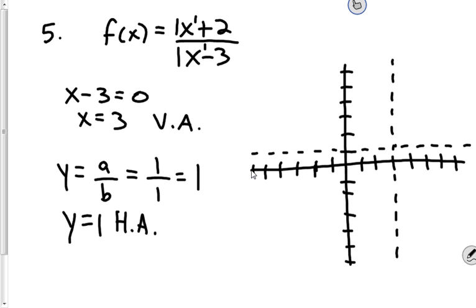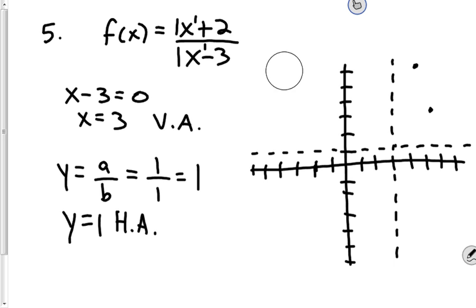I'm going to start with some x values bigger than 3. So let's plug in 4. 4 plus 2 on top would be 6. 4 minus 3 would be 1. So I have the point (4, 6), which would be way up here. All right, how about 5? So plug in 5 for x. I get 7 over 2, which is 3.5. So that's coming down a little bit.